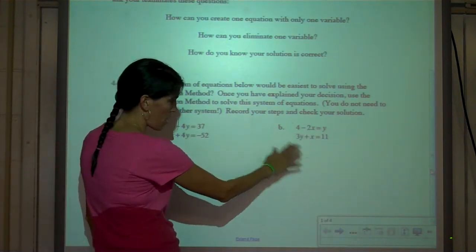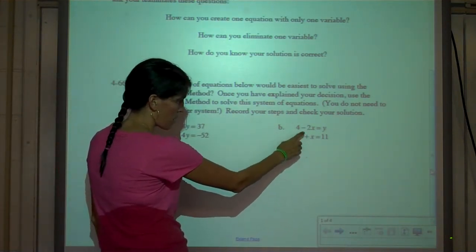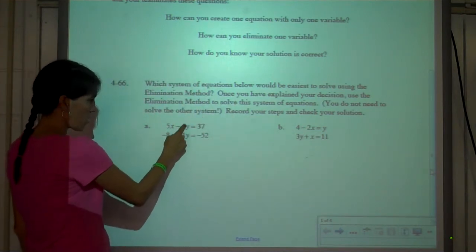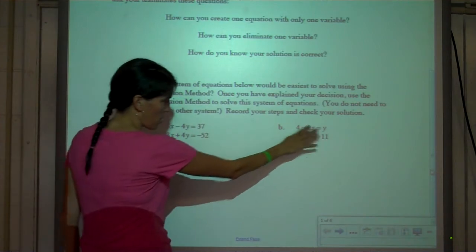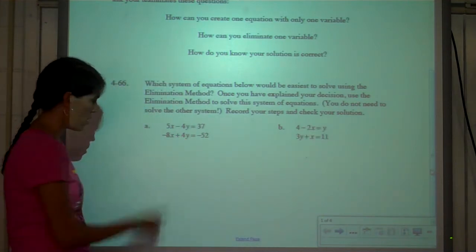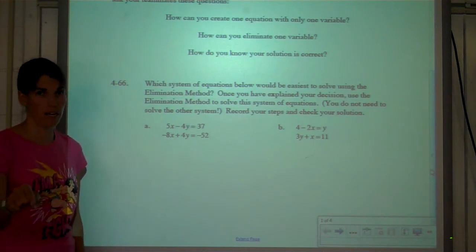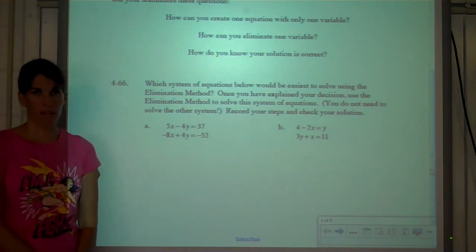This one would not be good to solve using elimination because they're not in standard form. Standard form means the x's are lined up, the y's, the equals, and the numbers. They're not even in standard form. So hopefully you tried to solve this. Actually, take a minute, hit pause right now, and try to solve that.